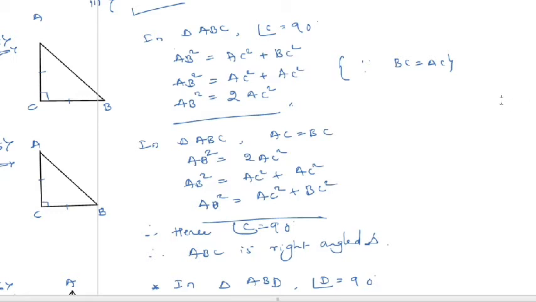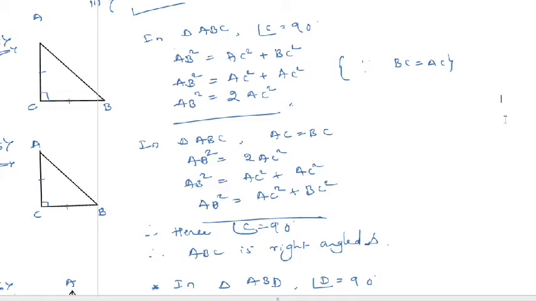Fourth problem. ABC is an isosceles triangle, right angled at C. Prove that AB square is equal to 2 times AC square.